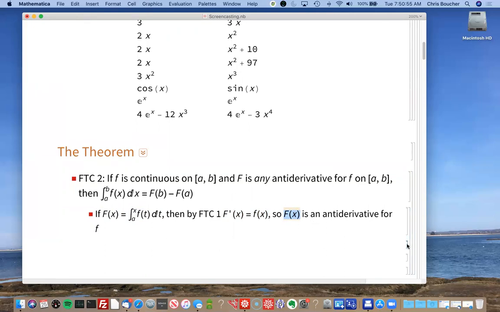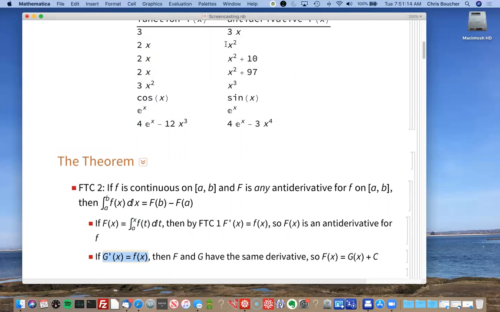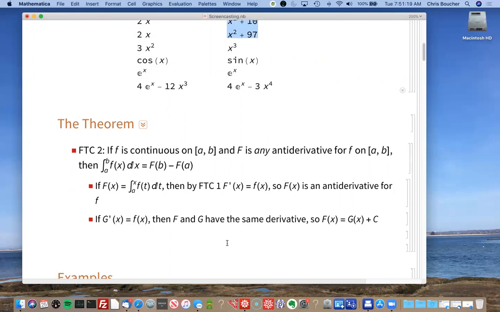Okay, so I'm also going to note that if capital G is another antiderivative for little f, right? So capital F is the integral up to x function. That's automatically an antiderivative by the first part of the fundamental theorem of calculus. If capital G is another one, and I know again that functions can have lots of different antiderivatives, so there's nothing strange about that. Well, then the functions capital F and capital G have the same derivative. They both have little f as their derivative. And so that means they differ by a constant.